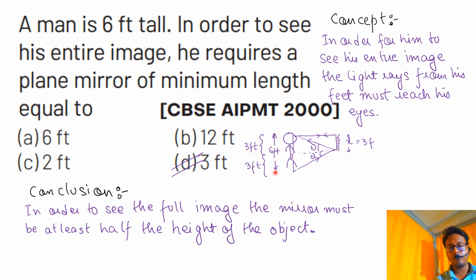If the object is 12 feet, the mirror should be 6 feet. If the object is 6 feet, the mirror should be 3 feet. The head of the mirror is aligned to the head of the person. The tail of the mirror, they're asking us what is the tail end of the mirror. Okay.